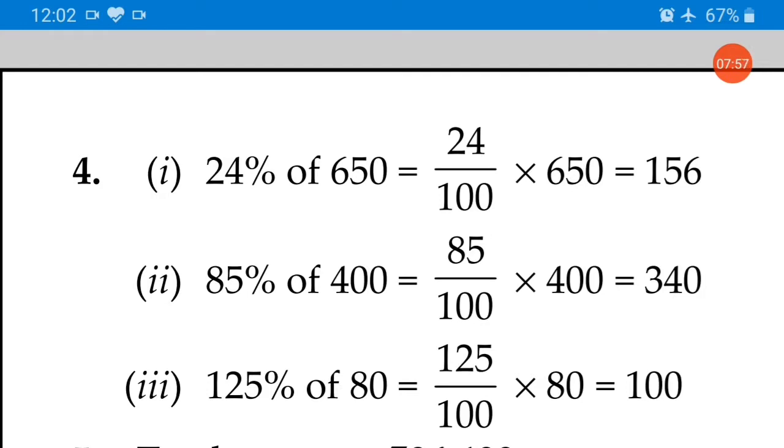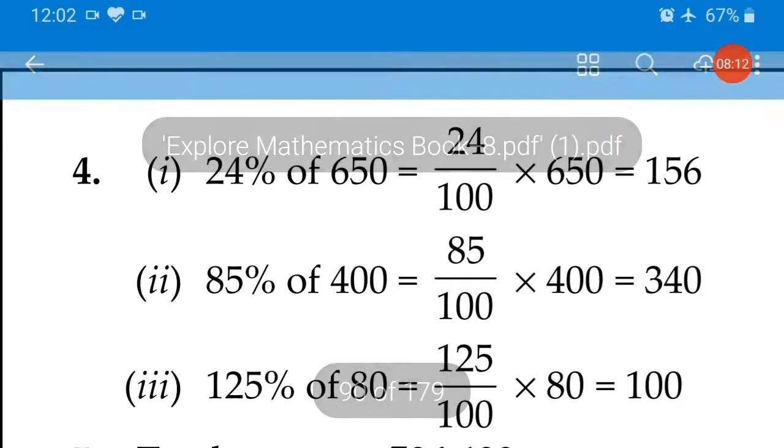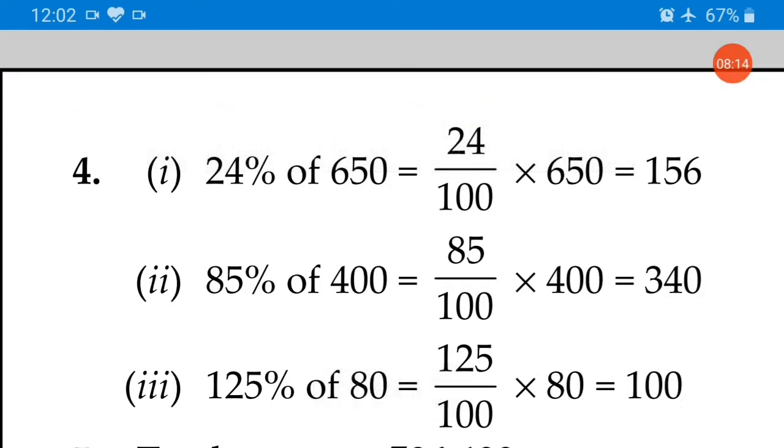So like this we have to do different sums. Questions 1 to 4 we are doing in this video today, and the remaining questions we will do in our next video presentation. It's my humble request to all students to go through all the exercise questions 1 to 4.